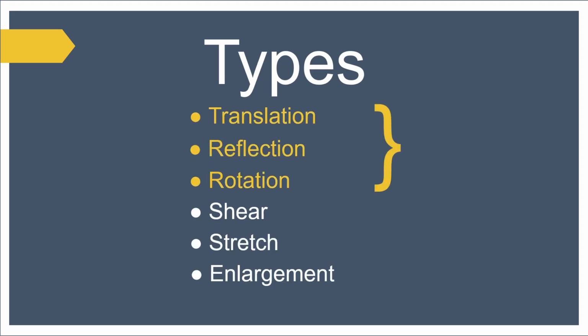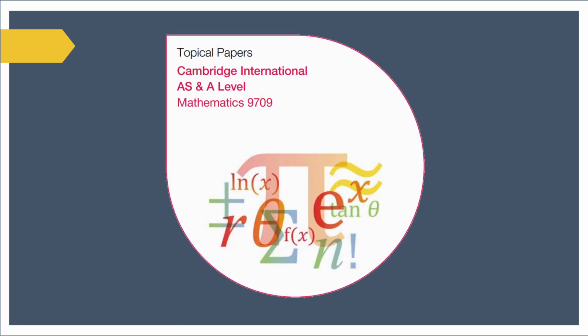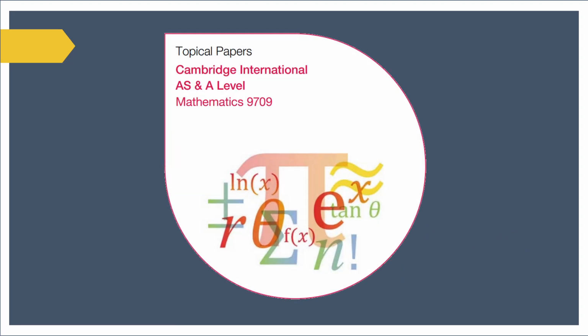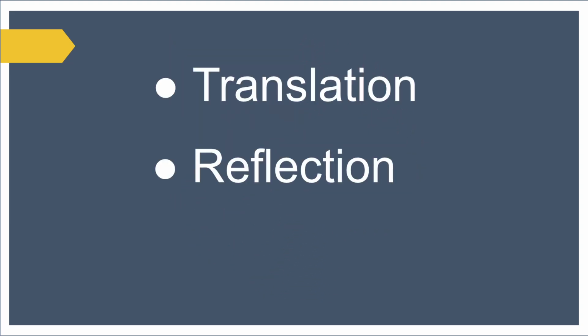Now, for the first three transformations, we call them isometries because the size and the shape of the object is maintained. For the last three transformations, the size and or shape is not necessarily maintained. Now, for the purpose of the current syllabus, we shall be focusing on three transformations of functions. That's translations, reflections, and stretches.